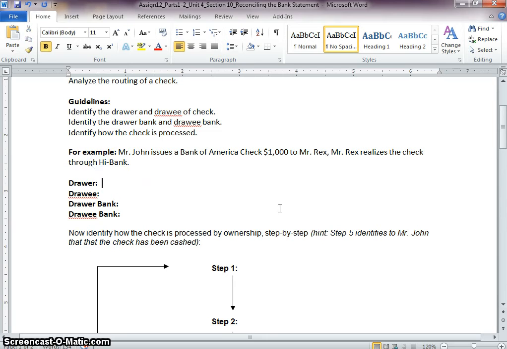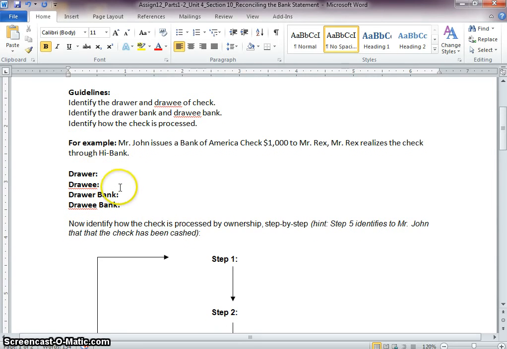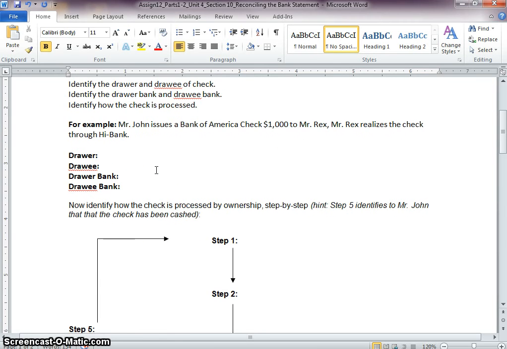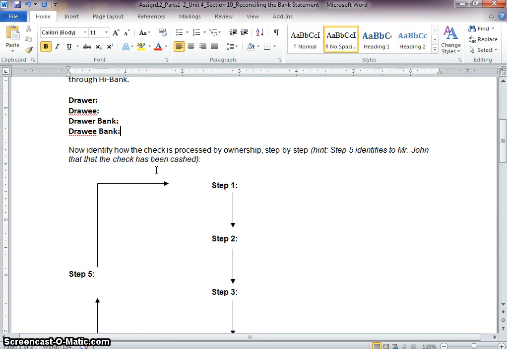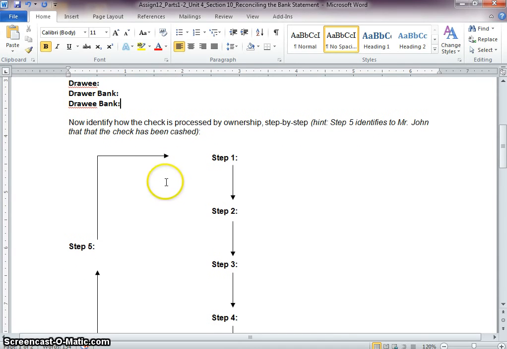So in this situation, I need you to identify the drawer of the check, the drawee of the check, and the drawer's bank. So whoever is the drawer, what bank are they with? And same with the drawee. Okay, I'm not going to do those for you because, judging by your last assignments, you have that figured out pretty well. What I had the most questions on was identifying the process.